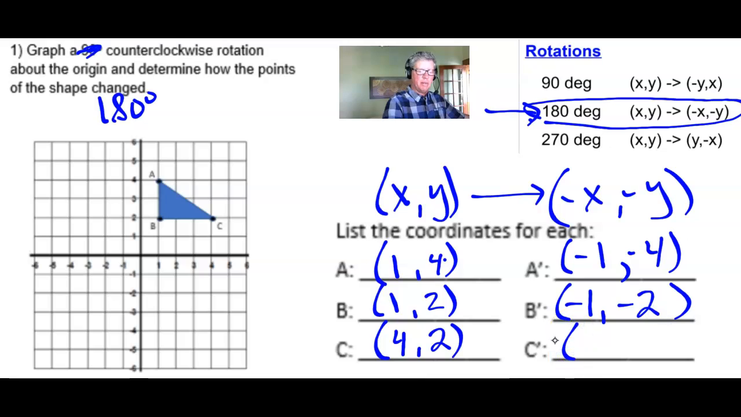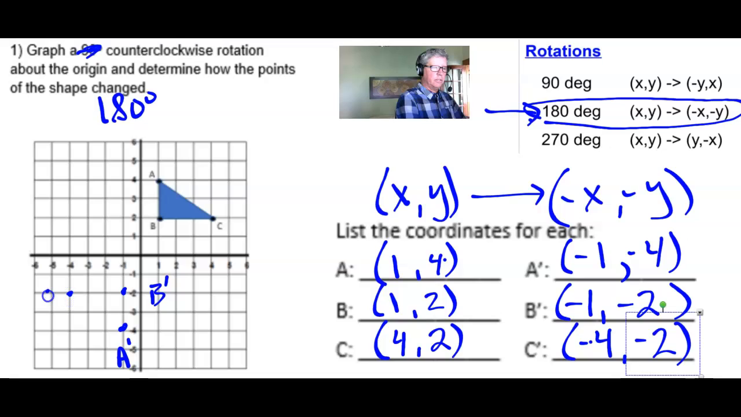And I think, well, I better make sure. To get this first value, I take the opposite of the x. The x is 4, so that's -4. And the second value is -y, so I go to the y value, it's +2, so this is -2. Now I go graph my points. -1, -4, that's A prime. -1, -2, that's B prime. And -4, -2, C prime. Draw that. Hey, life is good. I am done.